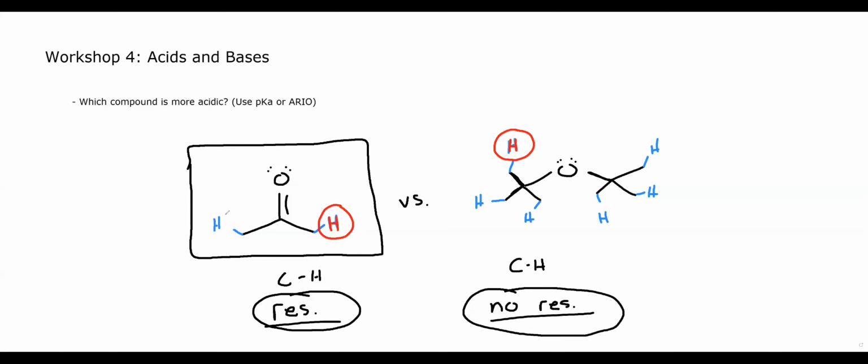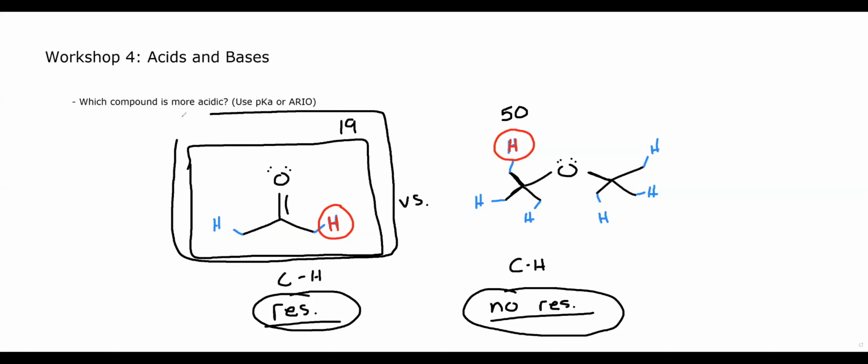And let's double check with pKa values. The pKa of a hydrogen adjacent to a carbonyl is around 19. And the pKa of just a regular old CH bond is around 50. Remember, that's the least acidic thing we could have. It's just a regular sp3 hybridized CH bond. So obviously the one on the left, with a pKa of 19, is much more acidic as compared to the one on the right.